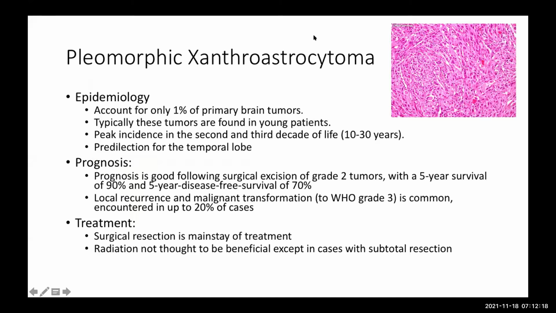So yeah, pleomorphic xanthoastrocytoma accounts for only 1% of primary brain tumors. Typically, these tumors are found in young patients, with peak incidence in the second and third decade of life. Just like this patient, there is a predilection for the temporal lobe, although not in this case. The prognosis is generally good following surgical excision of a grade 2 tumor. There's about a 90% 5-year survival and 70% 5-year disease-free survival. Local recurrence and malignant transformation are common and happen in about 20% of cases.